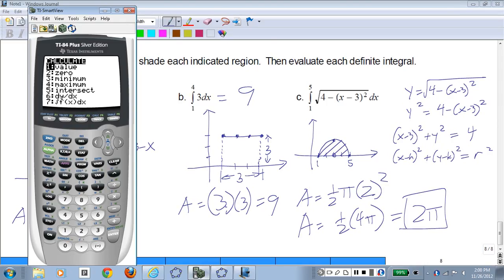There we go. Kind of looks like a semi-ellipse something. Second, calc 7. If we go from 1 to 5, it should be 6.28 something. There we go. So about 2 pi. So in a lot of cases, the calculator can help you to confirm the suspected value of a definite integral.